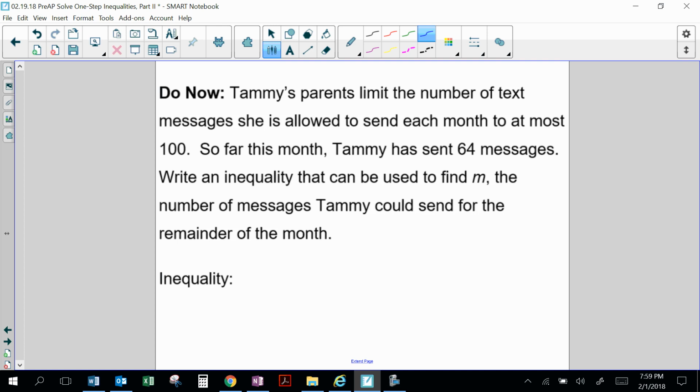So far this month she's already sent 64, but she can still send more messages. Plus M. The most she can send, at most, is 100. That's the most she can send. Can she send more than that? No. So she must send less than that. So this is the lesser symbol. This side is less than that. But can she send 100? Yes, because it has to be the most she can. So it'll be less than or equal to. So this is my inequality.